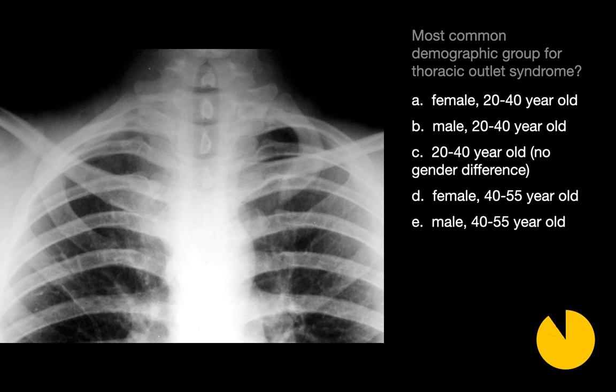Most common demographic group for thoracic outlet syndrome is, and that would be generally women between the ages of 20 to 40. The involvement in terms of gender distribution is around 3 to 1, women to men.